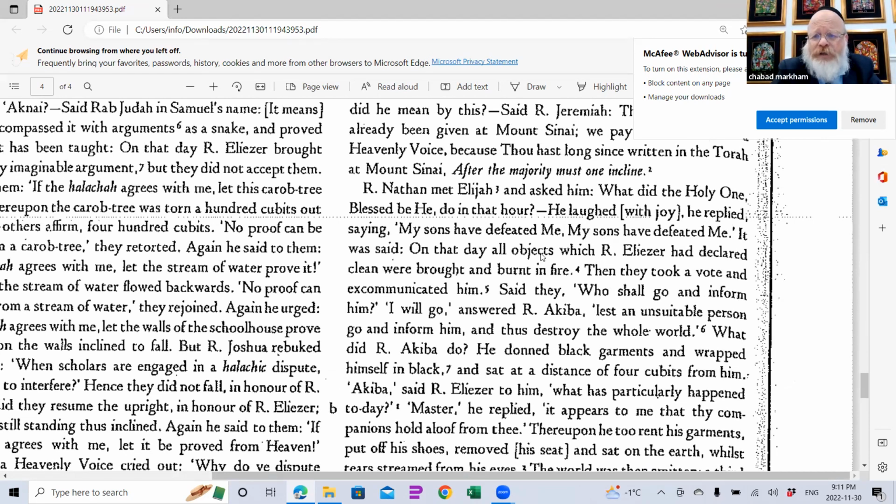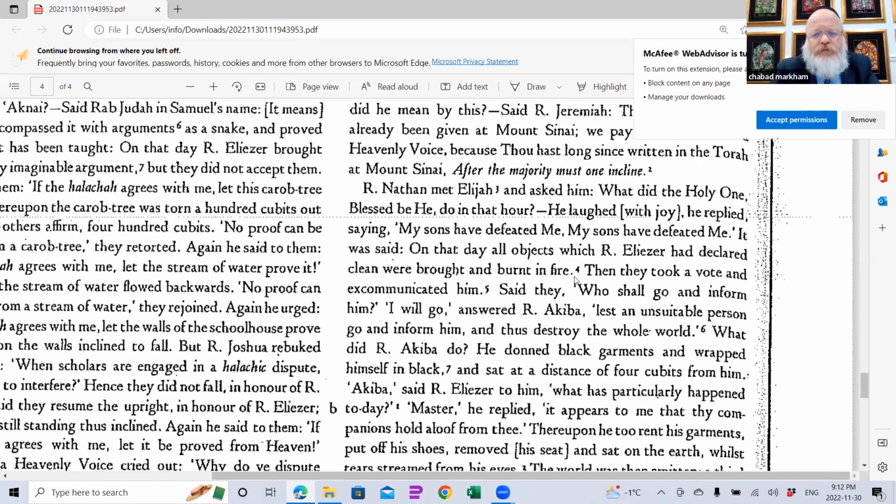Okay, so we see Nasa met Eliyahu and asked him, "What did the Holy One, blessed be He, do in that hour?" He laughed with joy, he replied, "My sons have defeated me." So it was said on that day. So the sages really dug their heels in, right, on this majority rule principle. And like I said, till this very day, that seems to be the guiding light of Jewish law, of halacha. This is like the most important halachic principle. And till this day, in the code of Jewish law, there are the minority opinions and the majority opinions, and we follow the majority opinions.